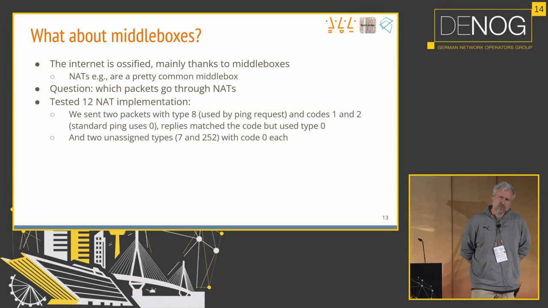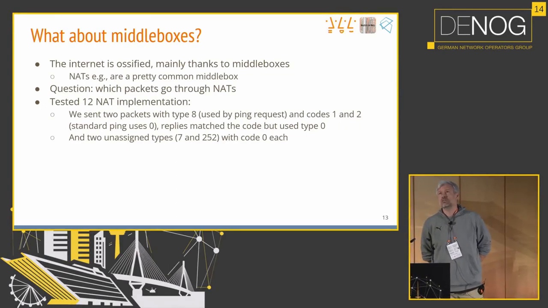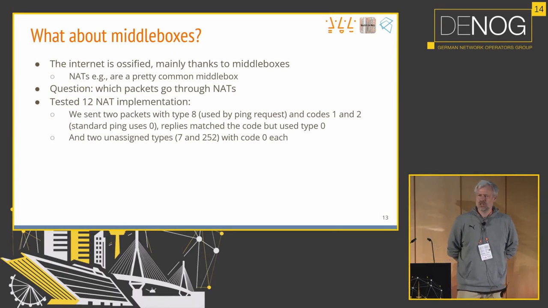We tested 12 NAT implementations. And what we did was we sent basically two packets with type 8. Type 8 was ping. And we used codes that are still available inside of ping. So type 8, only code 0 is being standardized for ping. And what we do is kind of like ping, right? We say, send me a packet back, and that's what the other end will do. And if the TTL is high enough, we actually get one packet back. So it's a reverse ping, if you wish.